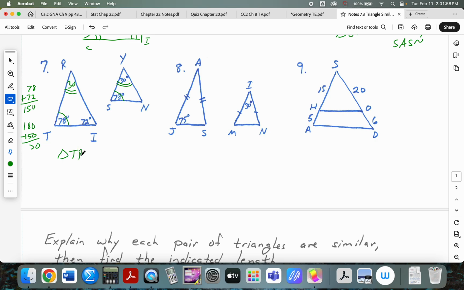So triangle TRI is similar. I got to match up the corresponding parts. T goes with S, R goes with Y, so N must go with I. By, what's my reason here? What is it? Angle-angle similarity.